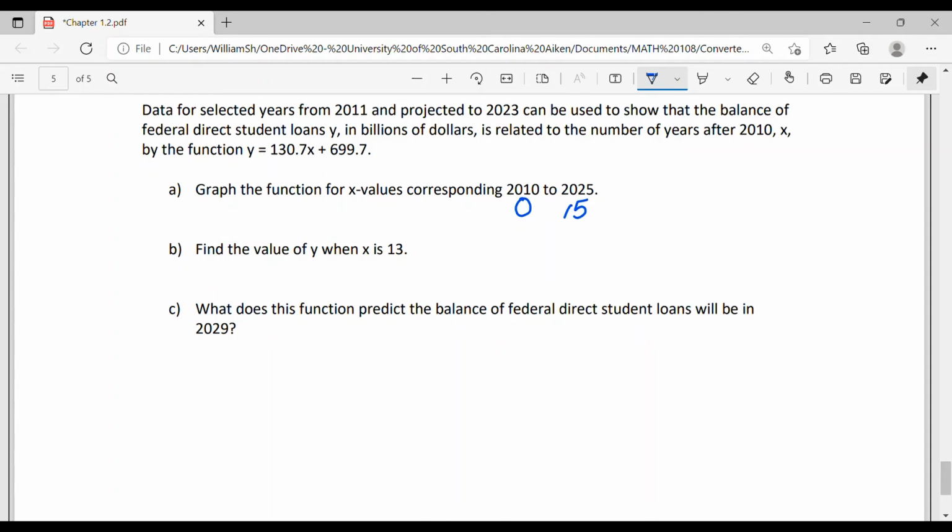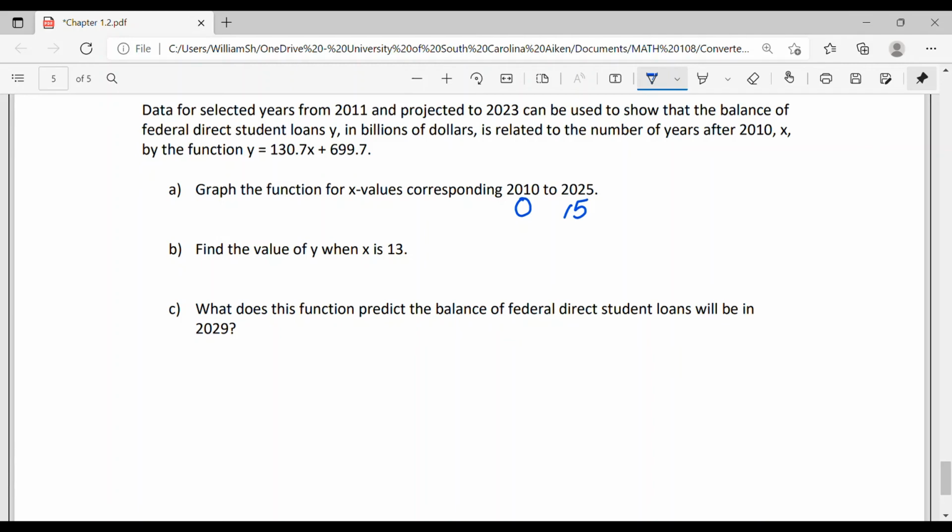Okay. Now, I'm going to go ahead and read out parts B and C before we go to the calculator so we know exactly what we're looking for. Question B is, find the value of y when x is 13. And question C says, what does this function predict the balance of federal direct student loans will be in 2029?